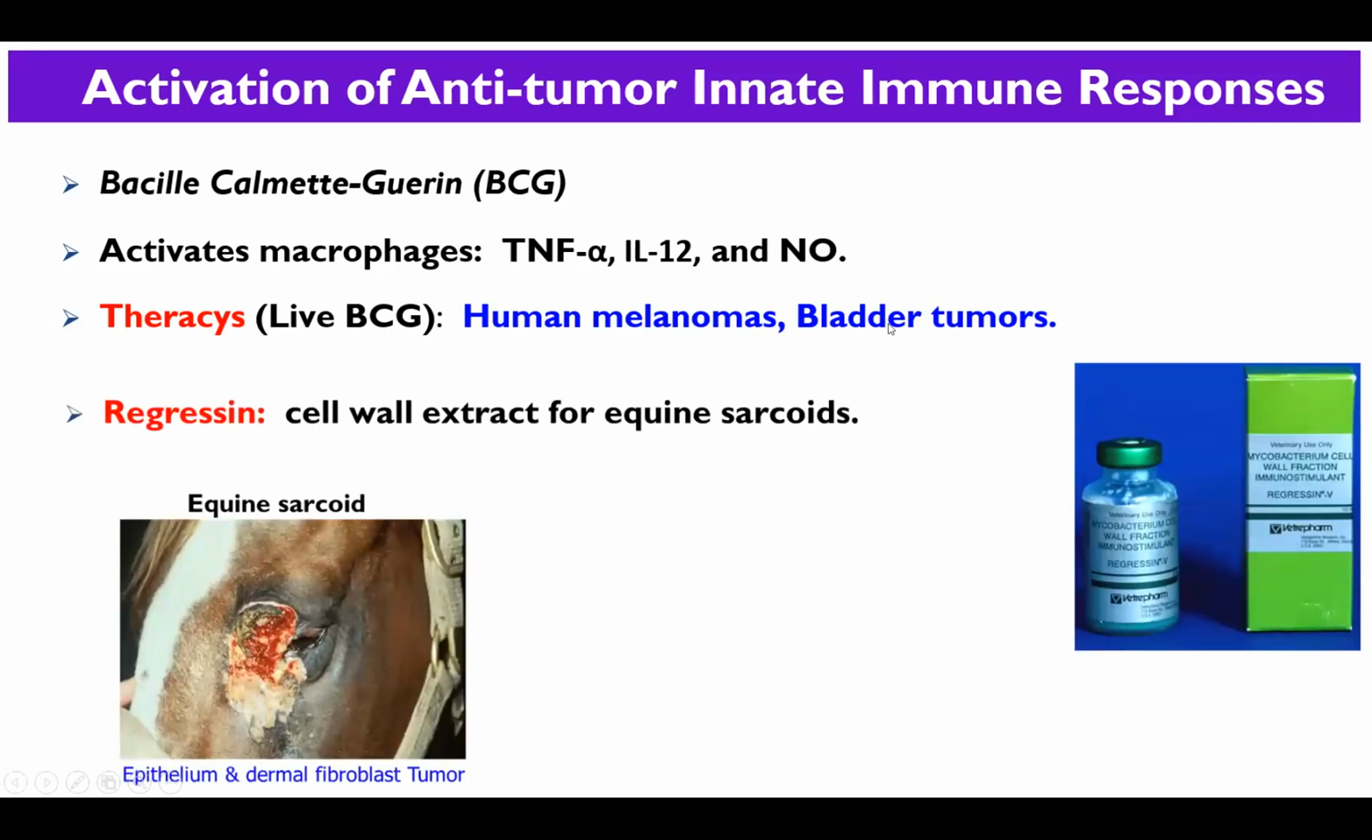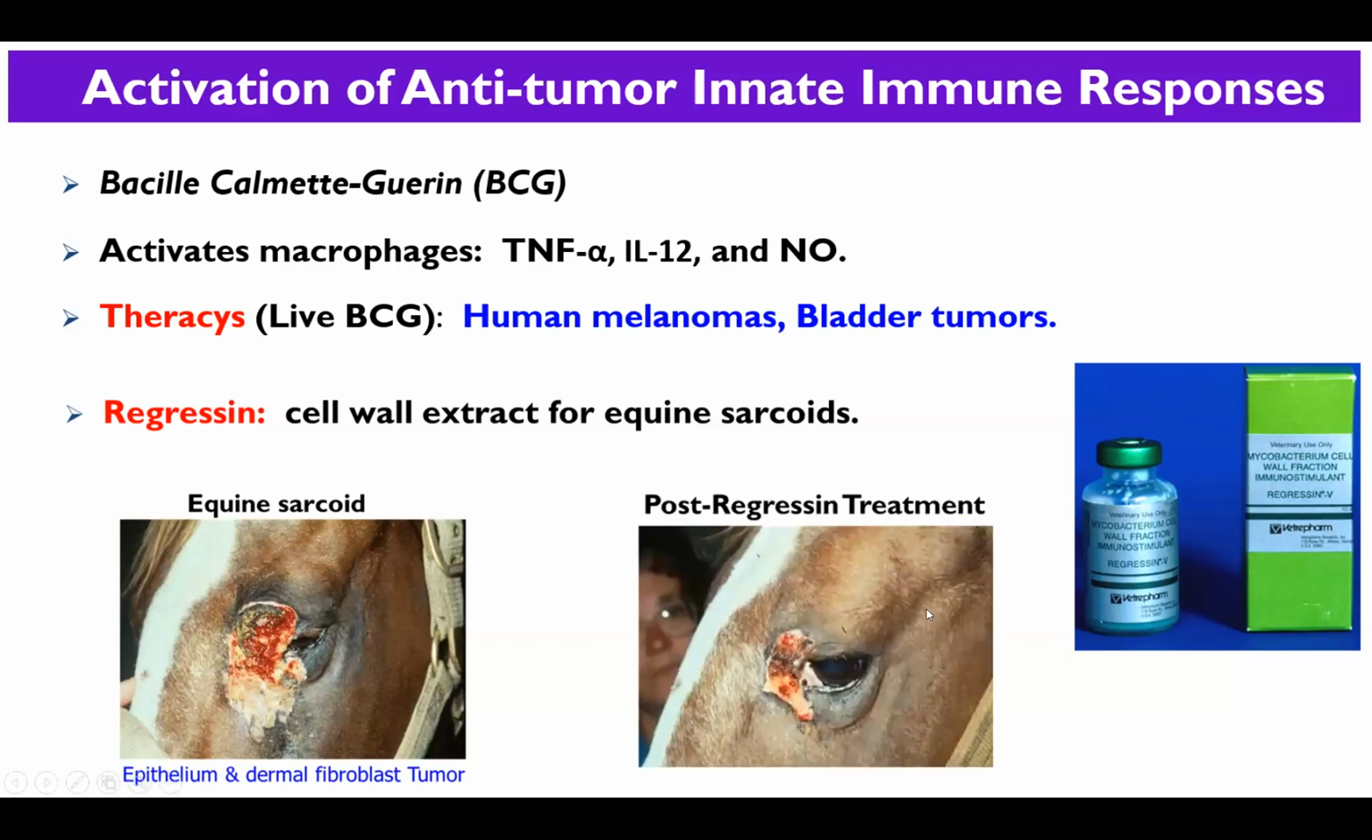So the other management option, which exploits the innate immune responses, is this product called Regressin. Regressin is nothing else but cell wall extract from a bacteria that works by stimulation or activation of the immune system, to the extent that it results in clearance of these equine sarcoids. And you can see that in this horse, before and after, it's a major difference. So again, it's still utilizing the innate immune mechanism.